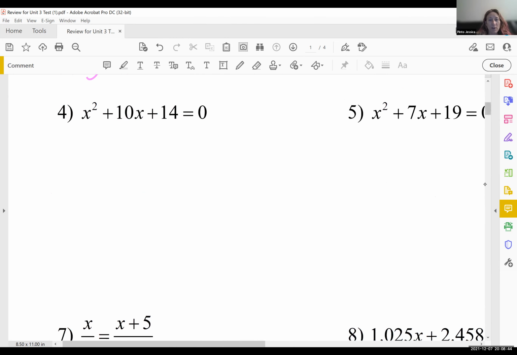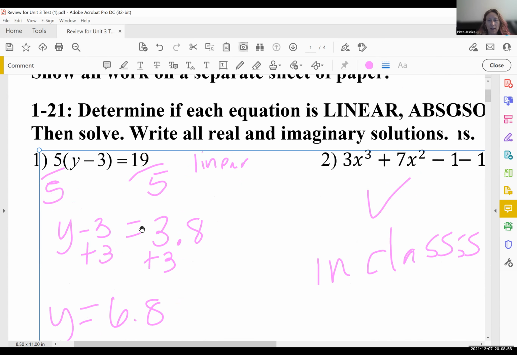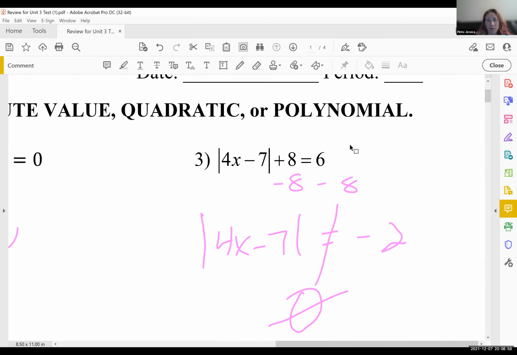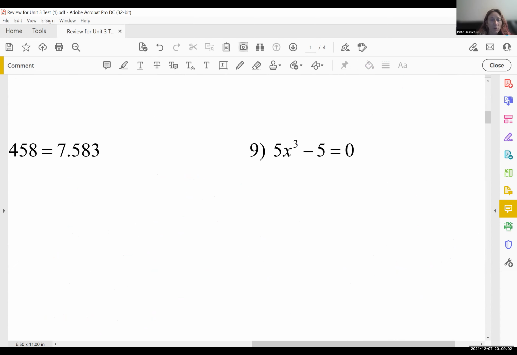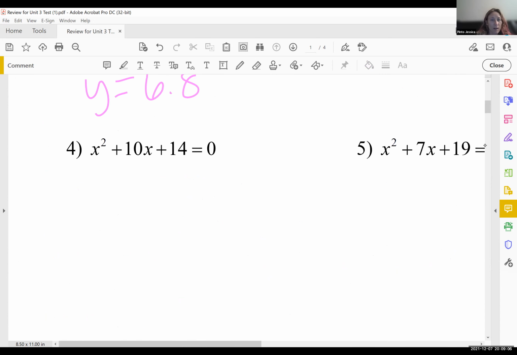So this is a quadratic. Oh, I forgot. This one is linear. So we just get, right, it's not x, but you get one solution. And then number 3 was absolute value. So the number 4 is quadratic, so has the exponent of 2. We want to get 2 answers.